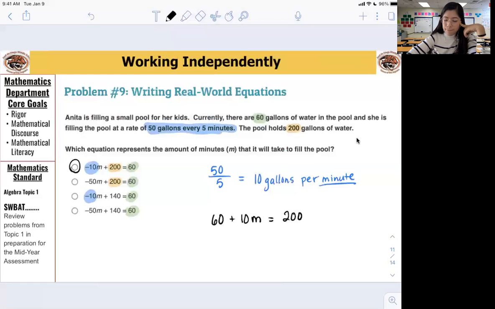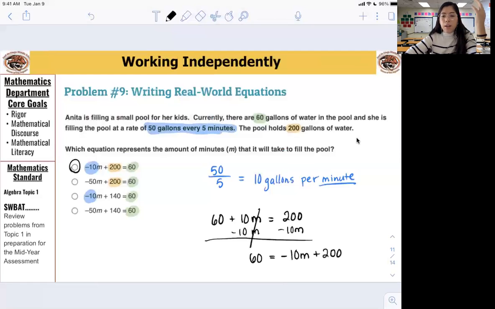They subtracted it. Notice they subtracted 10m on both sides. Is it because there's already 60 gallons? Yeah, so what they're kind of saying when they wrote it, the way that I would say this is that if you take the total amount that the pool can hold, so 200 gallons, and you take away the amount that you were adding in the first place, you would be left with the amount you started out with, which was 60.